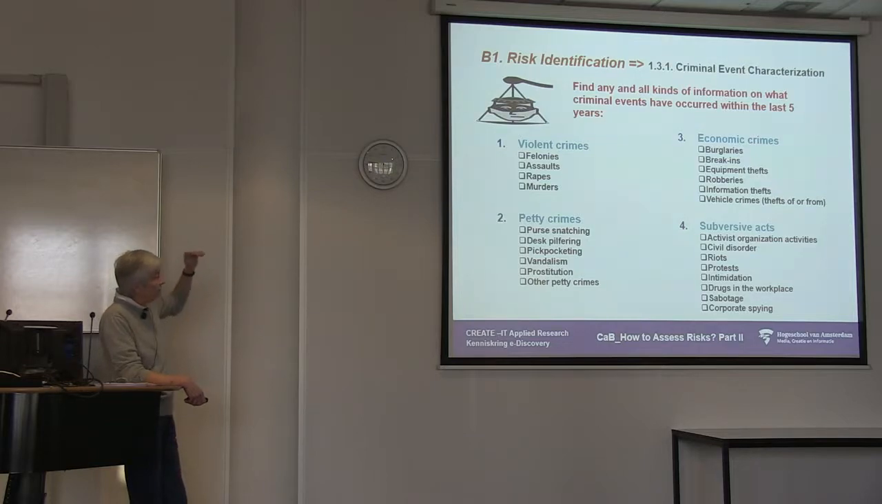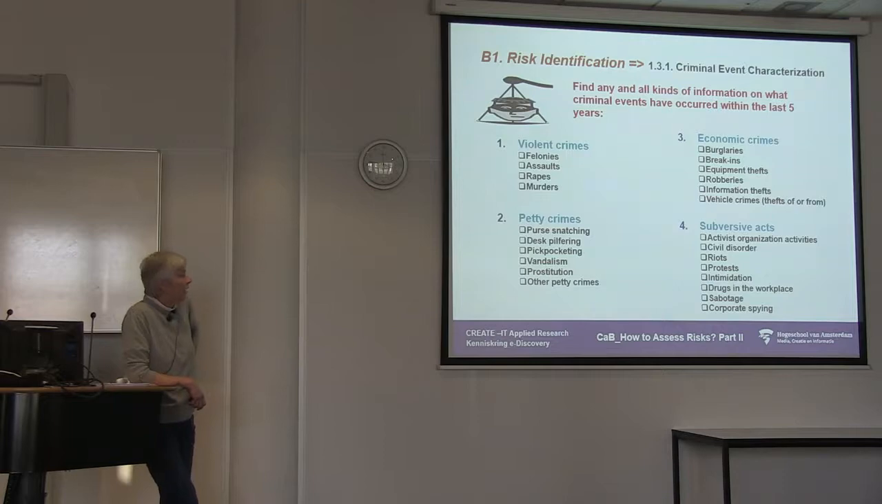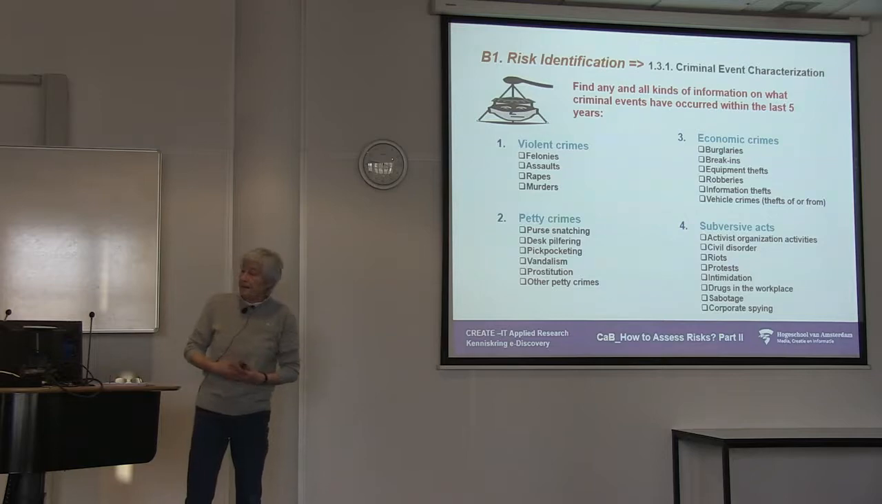So what you are going to look for is, in the four categories, what violent crimes have taken place in the last 5 years. Felonies, assaults, rapes, murders, economic crimes, burglaries, break-ins, equipment thefts, robberies, information thefts, vehicle crimes, two types: theft of vehicle, and the other one is theft from vehicle. Well, you know the difference.